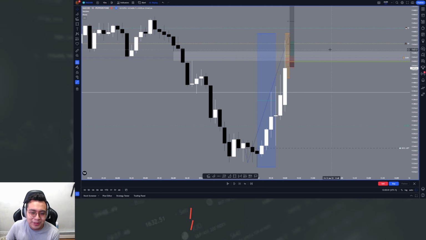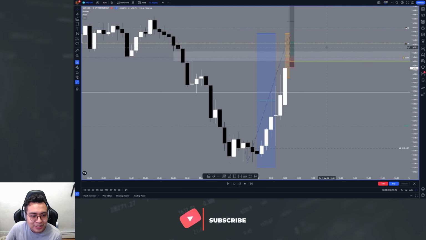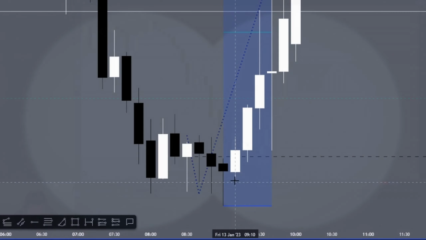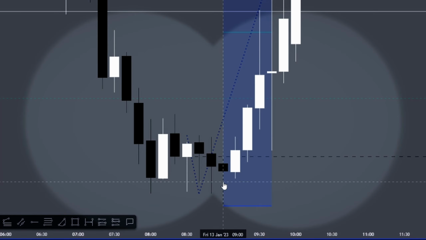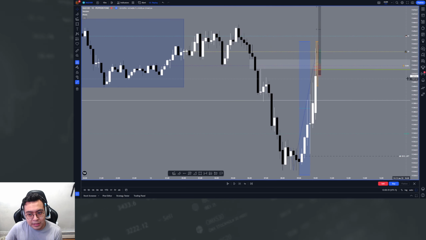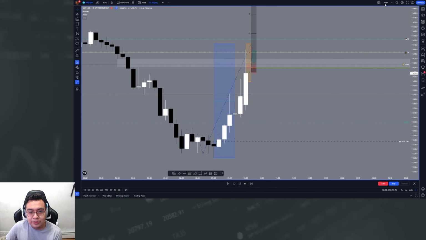I deleted a bunch of drawings so that I can help you see things clearly. But I noticed around here, around the 8:30 New York open, that was when I noticed a swing low develop. You'll see that this candle's close was the lowest point because the next candle next to it opened above this one. So this is my 3-bar pattern that I keep talking about on this YouTube channel, and you'll see that this created my swing low.